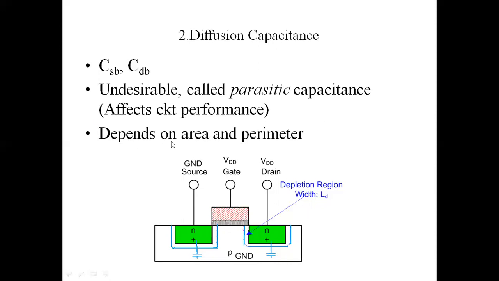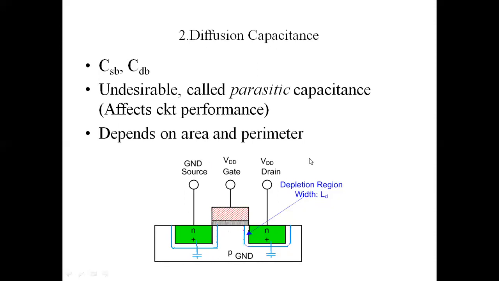And you know that the capacitance depends on the area and perimeter. Now we will see how the diffusion capacitances are formed. So we have two n-type materials here. This is the source terminal, and this is the drain terminal or the drain area. And this area is the body or the substrate. So now a PN junction is formed between the source and body and between the drain and body.